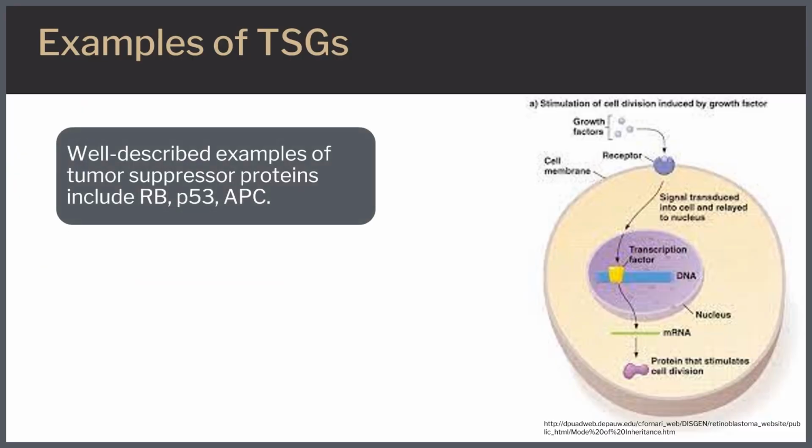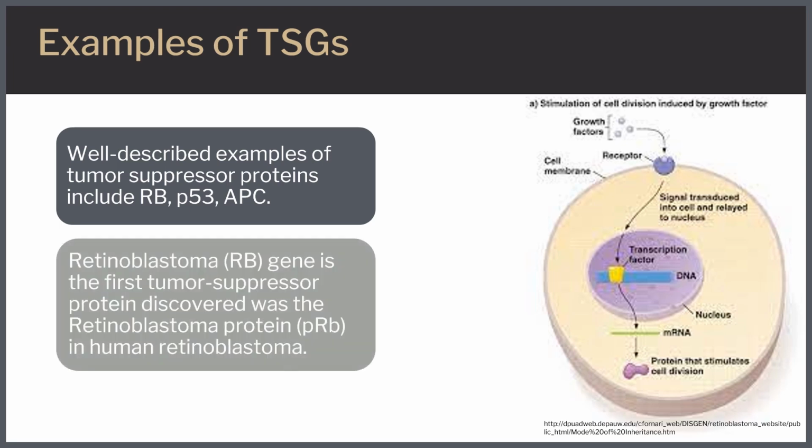Well-described examples of tumor suppressor proteins include Rb, p53, and APC. Rb, the retinoblastoma gene, is the first tumor suppressor discovered, encoding the retinoblastoma protein, pRB, identified in human retinoblastoma.